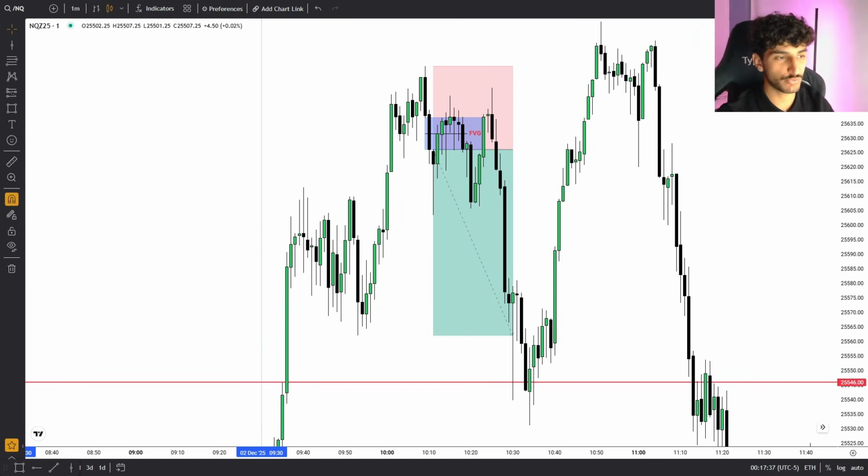In today's video, we'll be running down through the ICT silver bullet model. I'll be sharing with you guys all the key aspects of this model, such as where I place my stop loss, where my entry points are, and where my take profits are, and also how I manage my position when I'm in the trade itself. So without further ado, let's get right into the video.